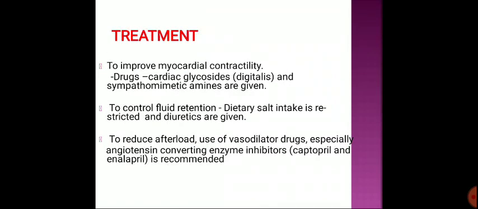To improve myocardial contractility, drugs like cardiac glycosides, that is digitalis, and sympathomimetic amines are prescribed. To control the fluid retention, dietary salt intake is restricted and diuretics are given. To reduce afterload, use of vasodilator drugs, especially angiotensin converting enzyme inhibitors, that is captopril and enalapril, is recommended.